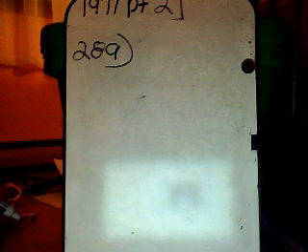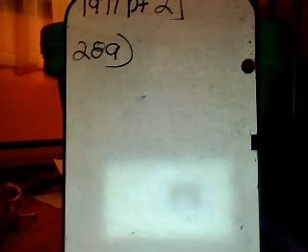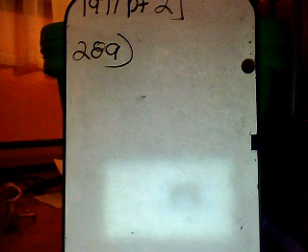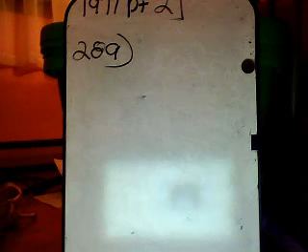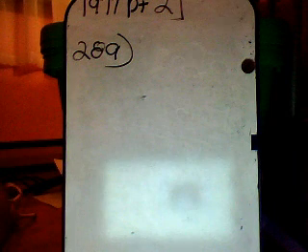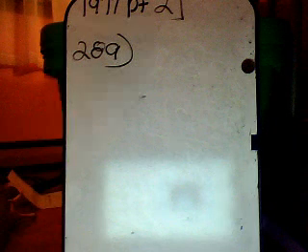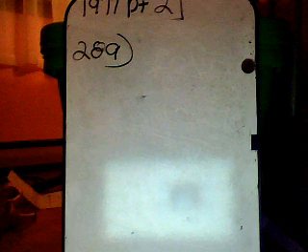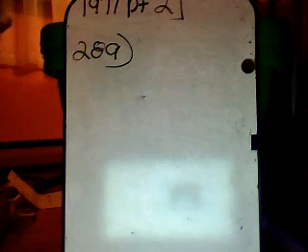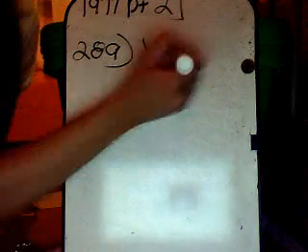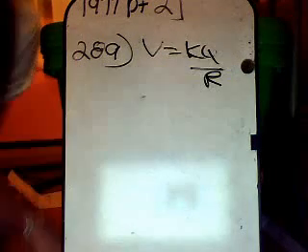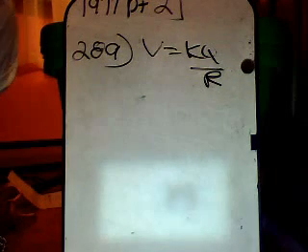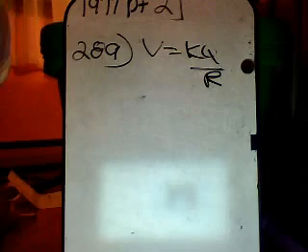So for 28A, you have to find the electric potential at point P on the axis. And so you know that V equals KQ over R. That's the equation for electric potential, and in order to find R, you need to do geometry.